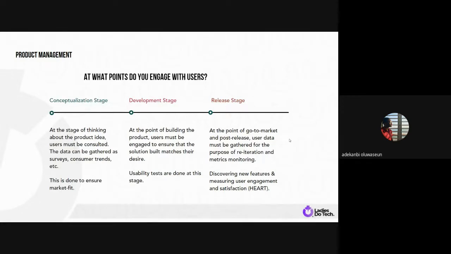So user satisfaction, user engagement, reiteration. These are things that you do at the point of release, right? If you've been listening in the past 10 minutes, what you can hear is that at each point of the product life cycle, you must always speak to users. You must always engage users, right?